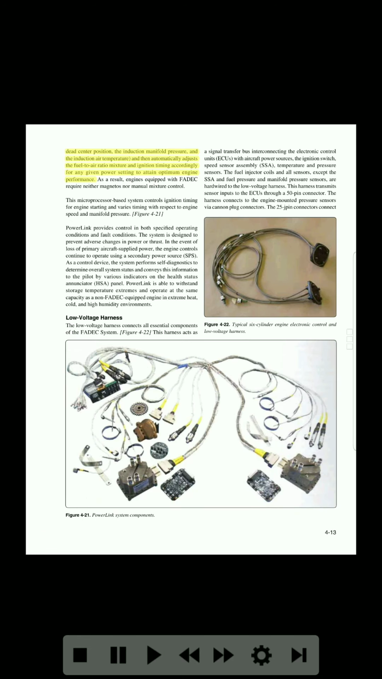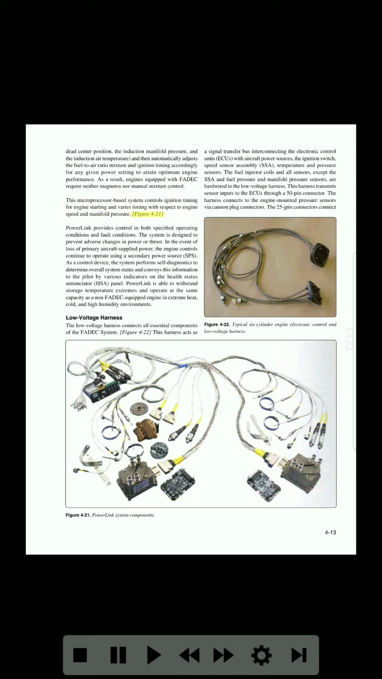Dead center position, the induction manifold pressure, and the induction air temperature, and then automatically adjusts the fuel-to-air ratio mixture and ignition timing accordingly for any given power setting to attain optimum engine performance. As a result, engines equipped with FADEC require neither magnetos nor manual mixture control. This microprocessor-based system controls ignition timing for engine starting, and varies timing with respect to engine speed and manifold pressure.